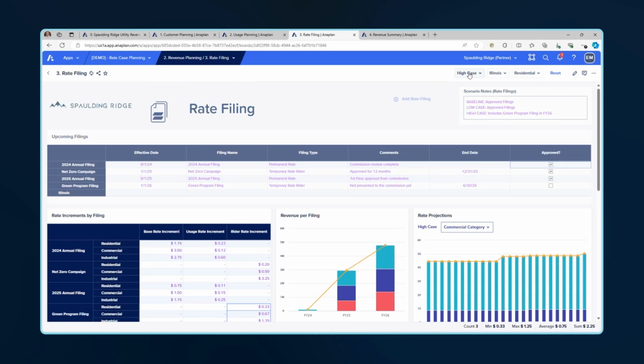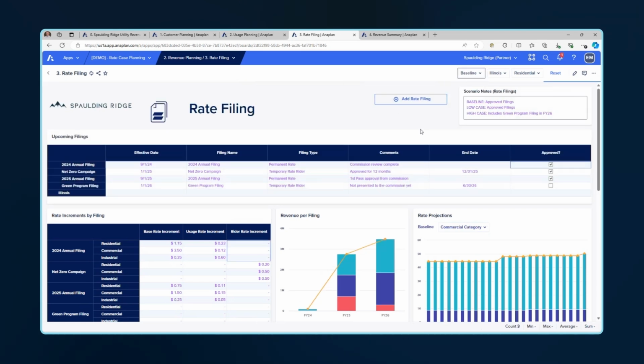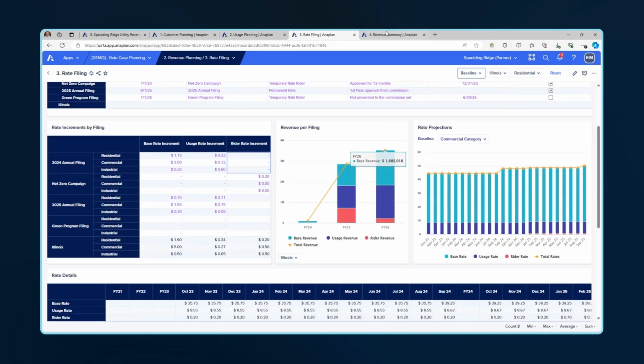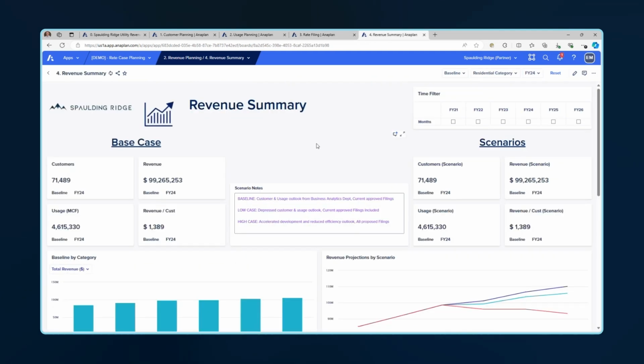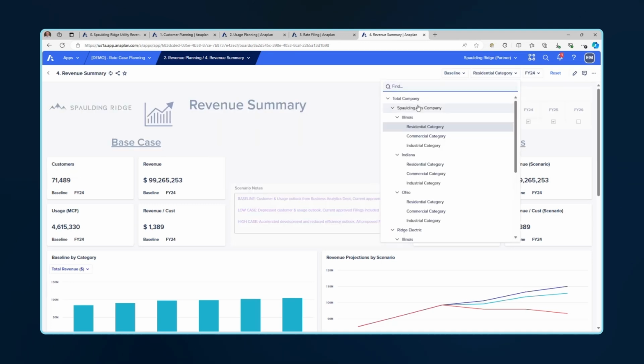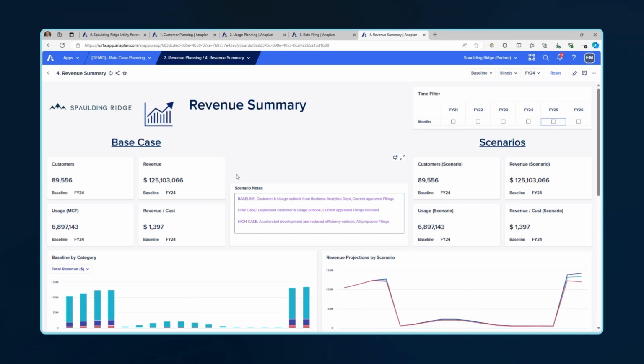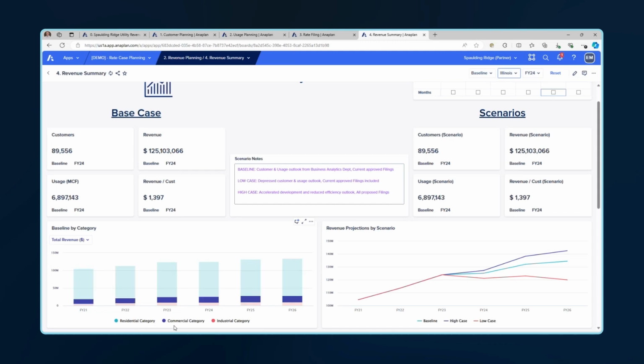So we've now built out a base case, a low case, and a high case for customer count, for usage, for filing structure. Now let's see what that does to our overall revenue. So here we've got at the start a series of KPIs. On the left, I've got my base case KPIs. So for FY24, if I go back to Illinois as a whole, I've got that plan 125 million that we started with, just short of 90,000 customers, a usage count, and a revenue per customer. You're able to see that down below in grids and trend lines broken out between residential, commercial, and industrial rate categories. And then I've got our scenarios.